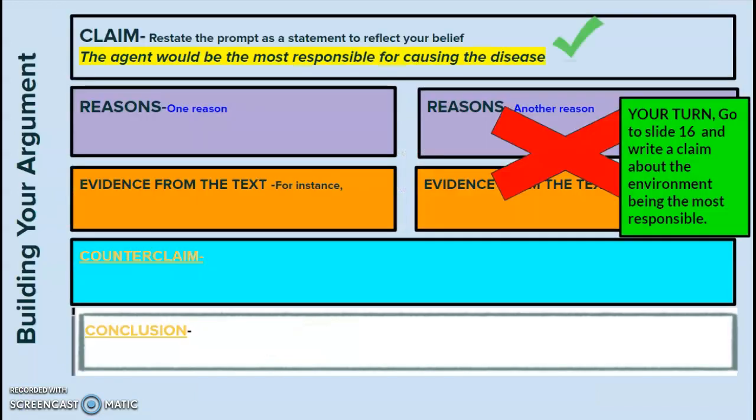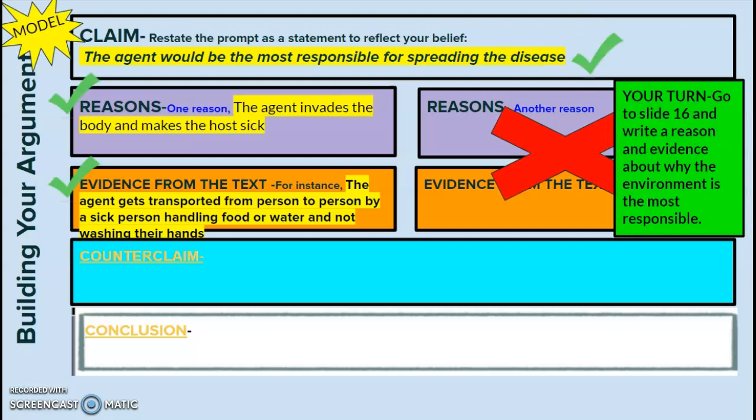And here you can see on slide 12, she decided that the agent is the one that's most responsible for causing the disease. So you're going to see on these next couple slides just building up her information and then eventually creating her argument for her writing. On slide 13, you can see that she thought it was the agent because the agent invades the body and makes the host sick. And she saw that because the agent gets transported from person to person by a sick person handling food or water and not washing their hands.